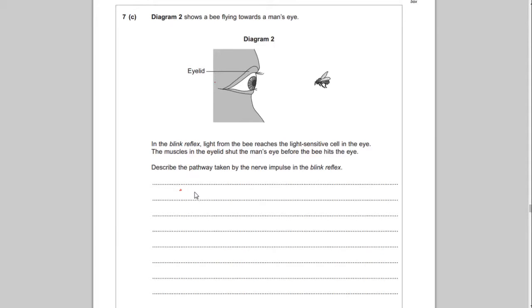the information is passed from the light detecting cell to the sensory neuron. Remember, all detecting cells will then lead to a sensory neuron. The sensory neuron will then lead to the brain. Now this is an important part to make.